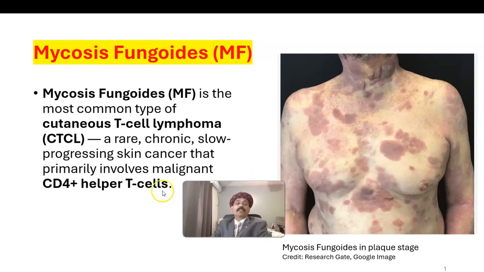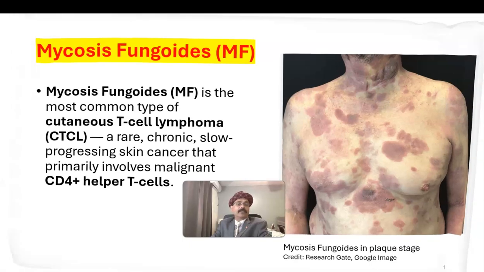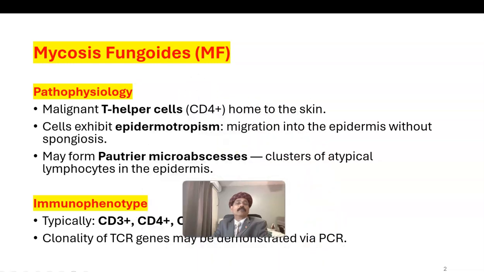One of the initial stages is the plaque stage. Here we are seeing the plaques. This is from the Google image ResearchGate. So, a lot of plaques in the body. After the plaque stage, we'll get the nodular stage, we'll get the fungiform stage, we'll get them all.